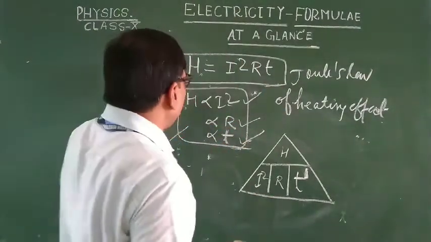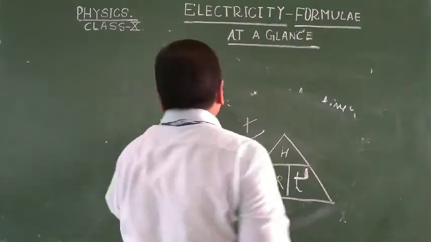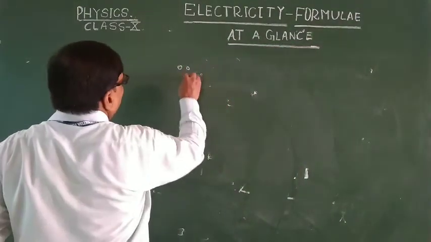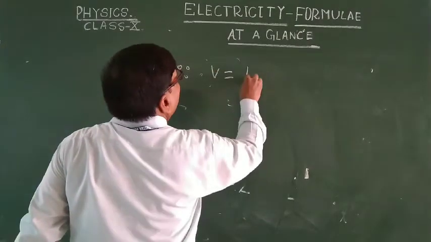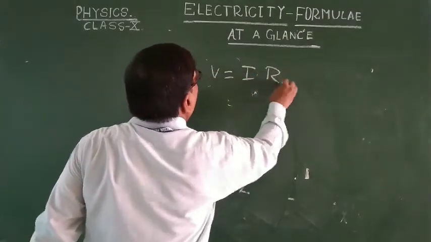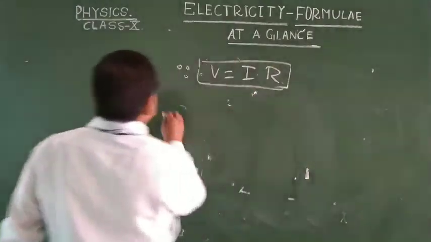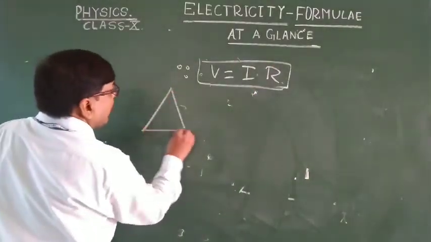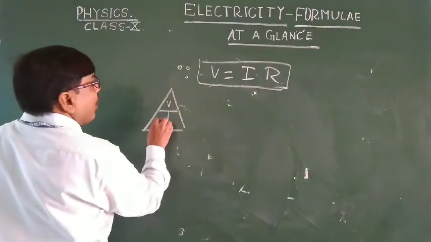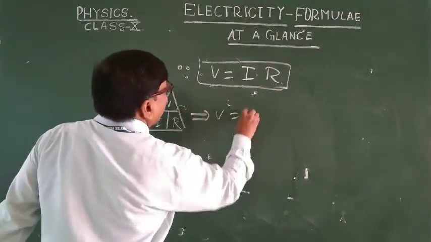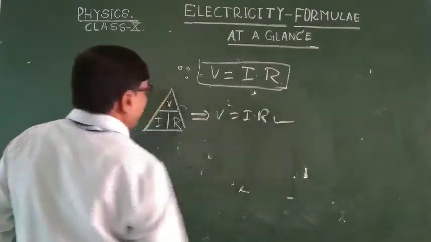Another formula, now resistance. By Ohm's law, V is equal to I into R. So R is equal to V by I. You all know that V is equal to I into R, and this can be easily known.